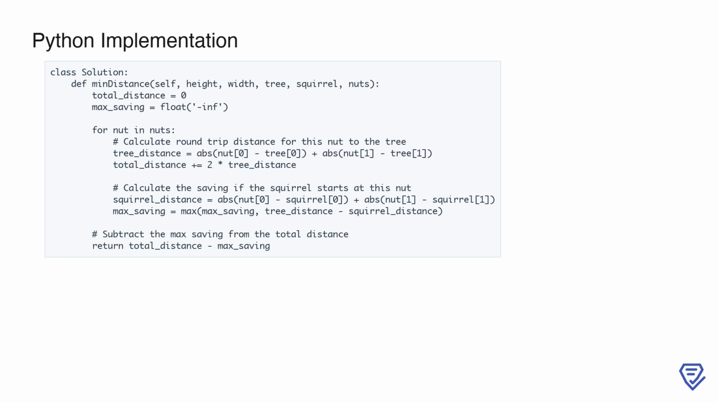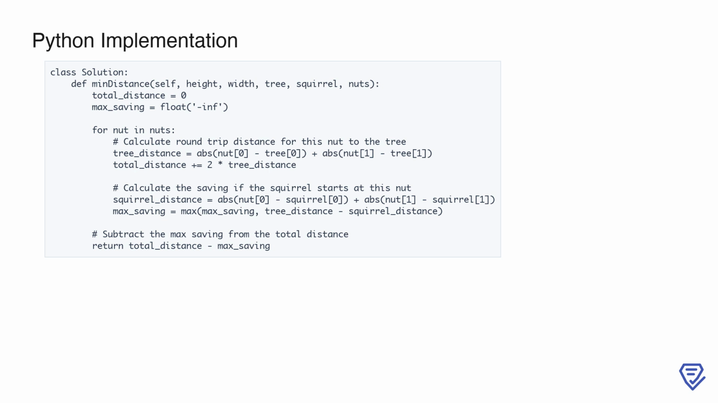Here's a detailed explanation. 1. Understanding inputs and initialization. The function minDistance takes the grid dimensions, height and width, the positions of the tree and squirrel, and a list of nut positions. Variables total_distance and max_saving are initialized. Total_distance accumulates the doubled distance of all nuts to the tree, as each nut's round trip is counted. Max_saving tracks the best saving achieved by starting at a specific nut instead of the tree.